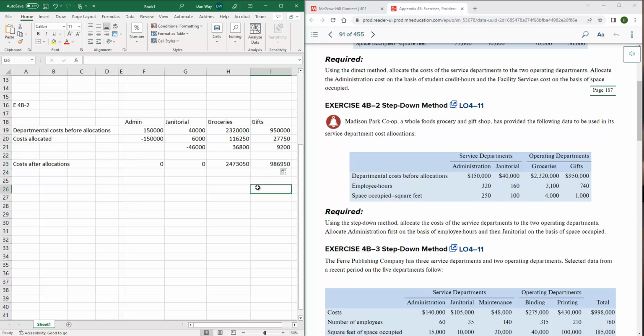If you need to back up and see any part of either of these problems again, please do so. If you need to back up and look at the discussion about why we're doing these things, the appropriate methods by which we do these things, make sure you do that as well. And as always, let me know if you have any questions.